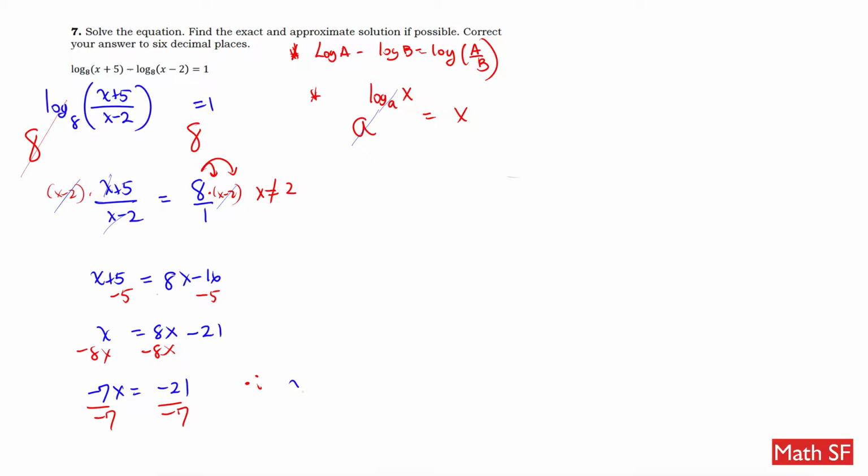Therefore, you're going to get x equals positive 3. This one is okay. So far it's okay. But let's see if it makes sense here, when you plug back in here.